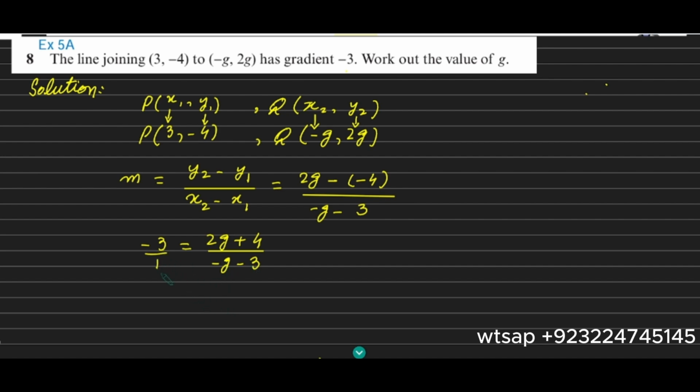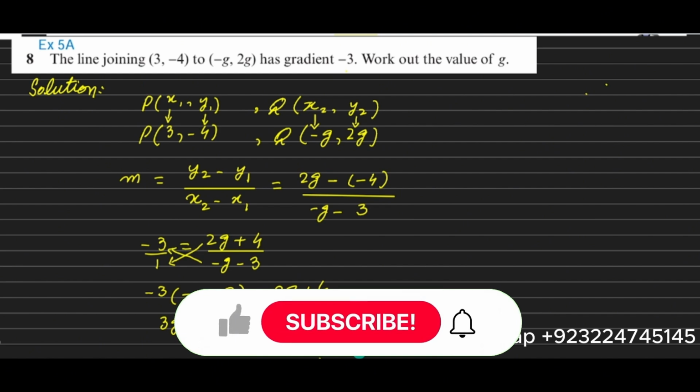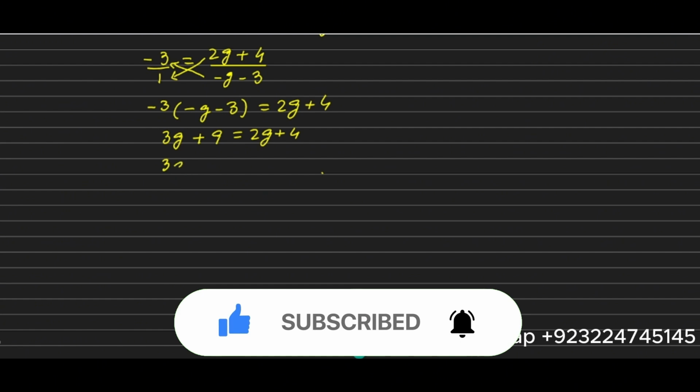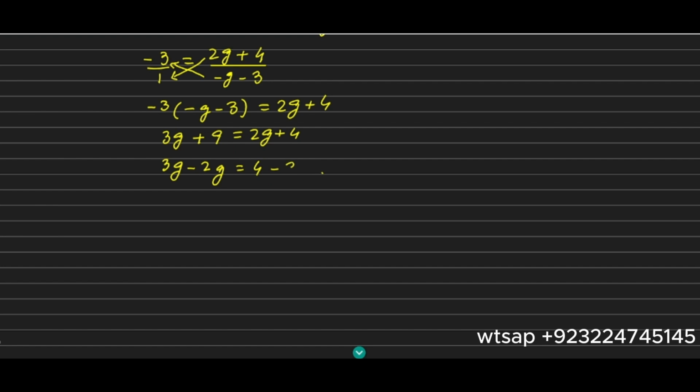Now by cross multiplication we get minus 3 into minus g minus 3 equals 2g plus 4. When we multiply we get 3g plus 3 into 3, 9, equals 2g plus 4. So we get 3g minus 2g equals 4, and 9 to the right side we get minus 9. So g is equal to minus 5. This is the solution of the first question.